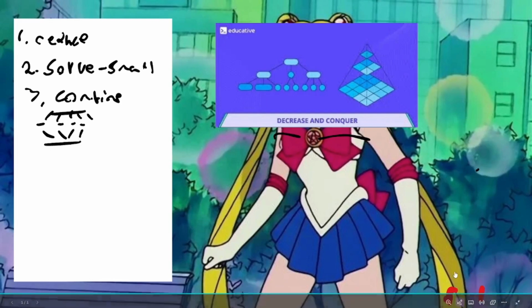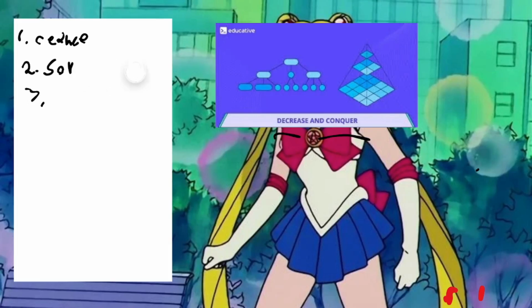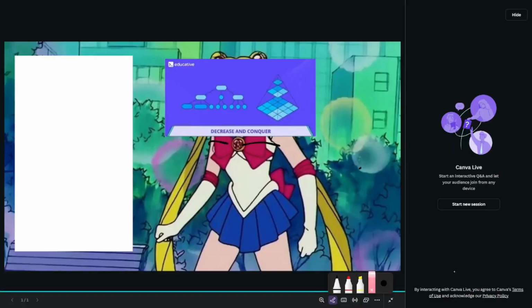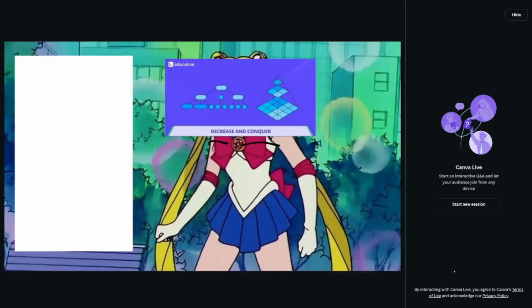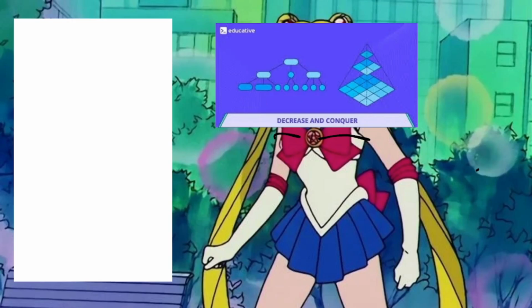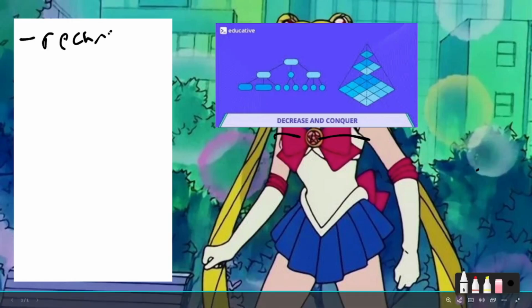Alright. And then next after that, oh god, go away. After that, you can do this approach in one of 2 ways. You can do a top-down approach, which is recursive, or it lends itself to recursion, I should say.